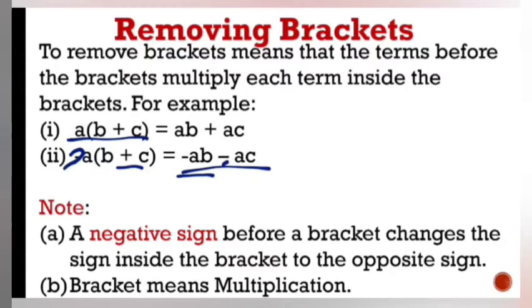But note, a negative sign before a bracket changes the sign inside the bracket to the opposite sign. In other words, if there's a positive sign inside the bracket, a negative sign outside the bracket changes it to a negative sign, and vice versa. Bracket means multiplication. Bracket means multiplication. You have to take note. Now let's take an example.